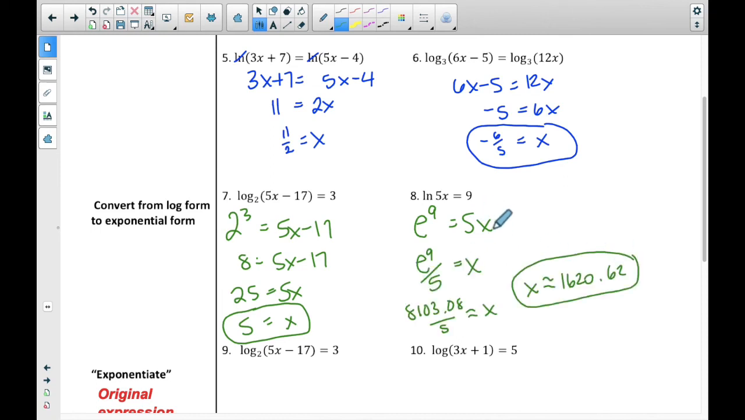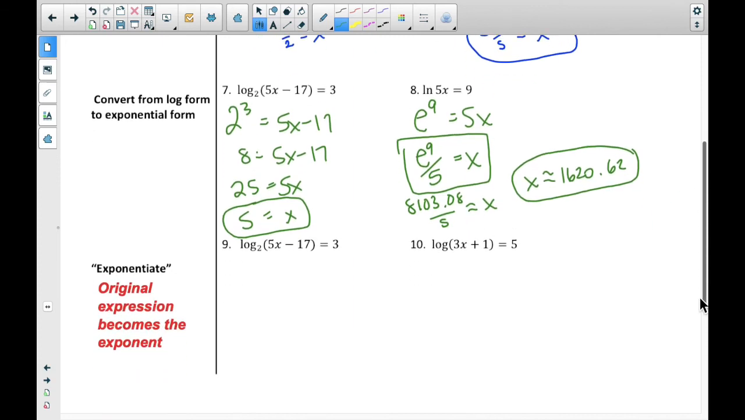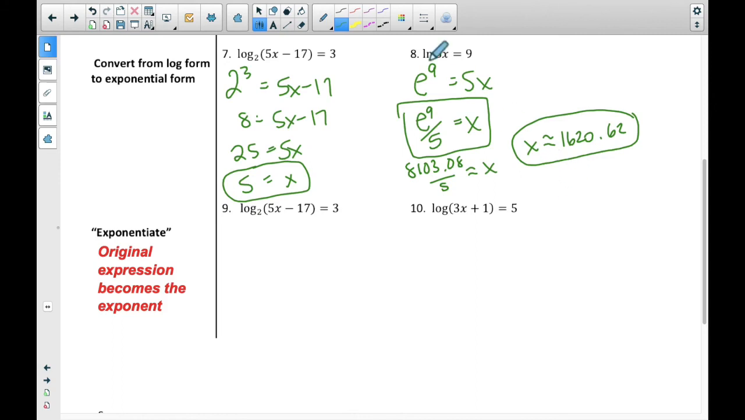Or I could divide by 5 first. So I could get an exact answer like this. You know, sometimes tests ask you for exact answers and sometimes ask you for decimal answers. So if you give an exact answer, this would be it. But if you give a decimal answer, you'd come up with 1,620.62. Make sure you've tried that on your calculator. You know how to do that.